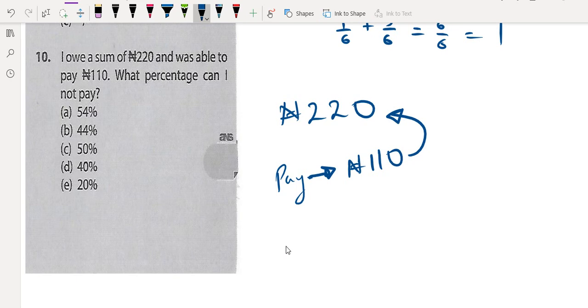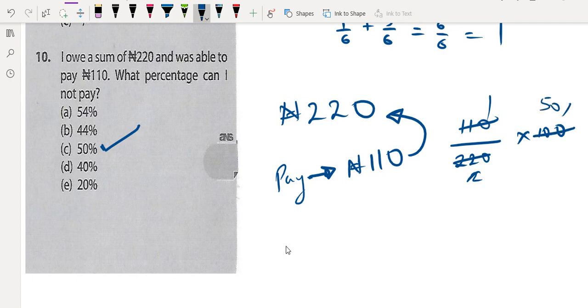So 50% was paid. Now the question is, what percentage could I not pay? He couldn't pay 50% because he had already paid 50%, right? Yes. So the answer is 50% just by logical thinking. Or you simply get what he's still owing. If he has paid 110, he's still owing 110, over the total amount, times 100. So that's 50%.